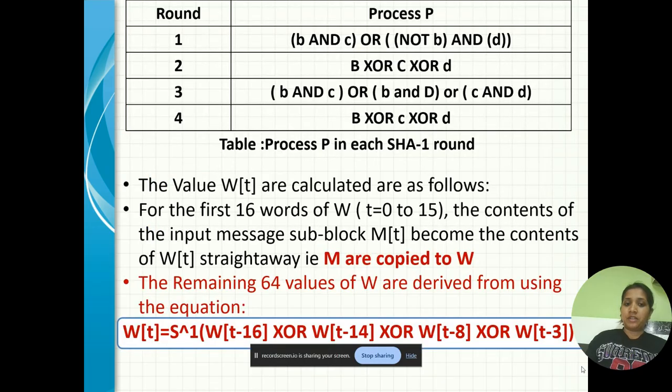So the values of W[t] are calculated as follows. For the first 16 words of W, t equals 0 to 15, the contents of input message subblock M[t] become the contents of W[t] straight away, that is, M is copied to W. The remaining 64 values of W are derived using this equation.